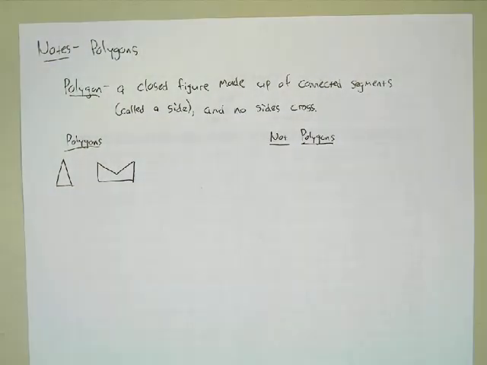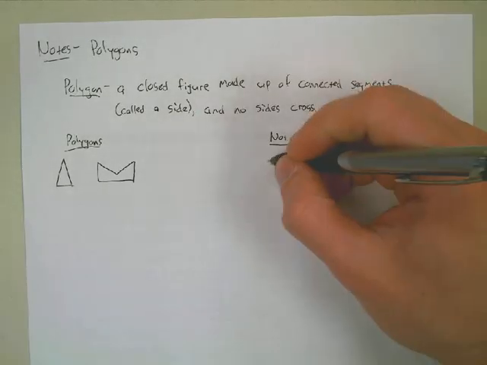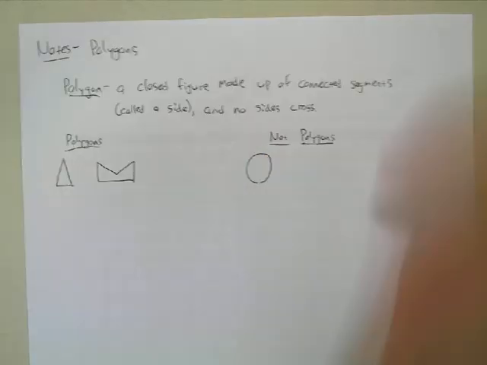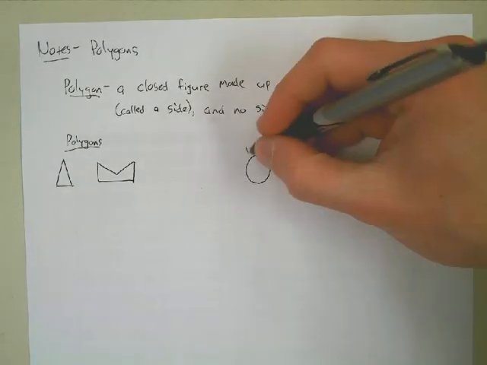Not a polygon. Why not? Because it doesn't have sides. Right. A polygon is made up of connected what? Segments. A circle, it's closed, right? It doesn't have any gaps in it or anything like that, but it's not made of segments. Okay? It's a circle. So a circle is not a polygon. No curves.